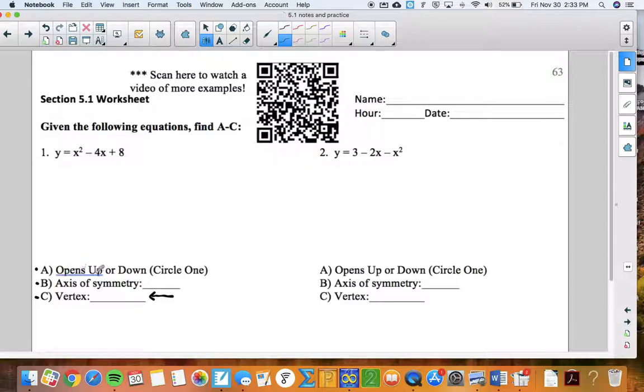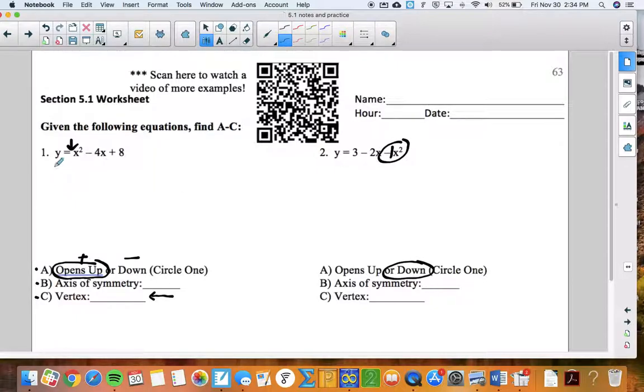So anyway, it's going to open up if your leading coefficient, which is the value in front of the highest degree term, which in these cases for this unit is going to be the x squared term, is positive. If it's negative, it will be going down. Because it's a positive 1, it's going to be opening up for this one. Whereas here, your leading coefficient, the coefficient of the highest degree term, is actually a negative 1. So this one's going to open down.